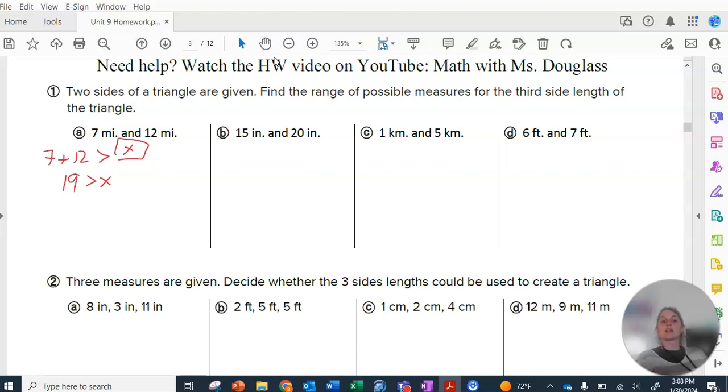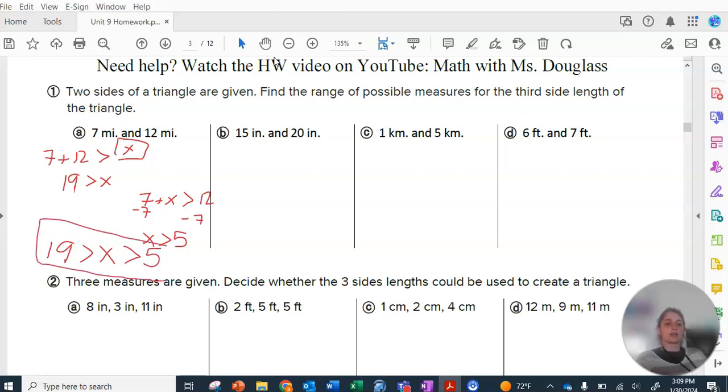But that's assuming that our biggest side is the one that's missing. Maybe our biggest side is 12. If our biggest side was 12, then we'd say, okay, 7 plus our unknown side has to be bigger than 12. And to isolate x, you'd have to subtract 7 from both sides. So x would have to be bigger than 5. When you put them together so that you're only writing x one time, it looks like x is less than 19 but greater than 5.